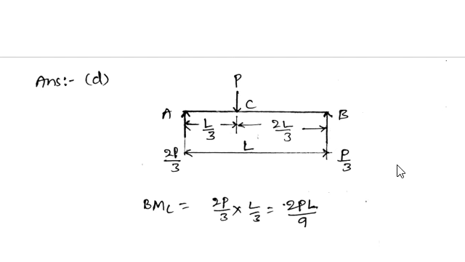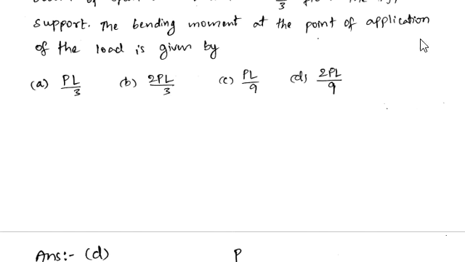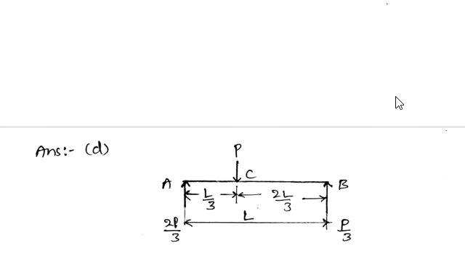So when you take it like that, we require the bending moment at the point of application of the load, suppose at this point, point C we have taken. So at this point, the bending moment is given by, if you come from this side, force into distance. So here the force will be 2P by 3 and the distance between these 2 points is L by 3. So the bending moment will be 2PL by 9. So here option D is the right option.